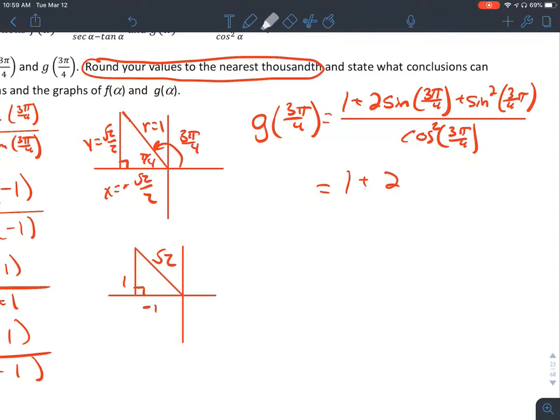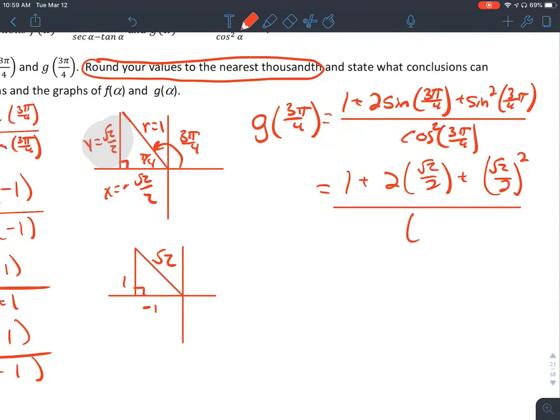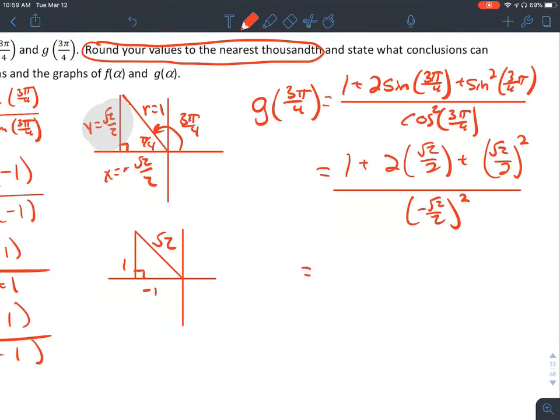I'm going to choose to use this version of my picture for this, so I don't have to simplify anything. So sine of 3/4 pi is square root of 2 over 2. Plus, I'm going to have another one of those, and that's being squared this time. And this is over cosine of 3/4 pi, which is negative square root of 2 over 2, and it's being squared. Let's try to simplify this. I'm going to get 1 plus square root of 2 plus 2 fourths, which is a half, over 2 fourths.